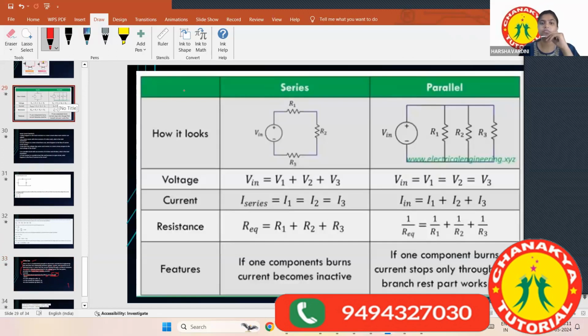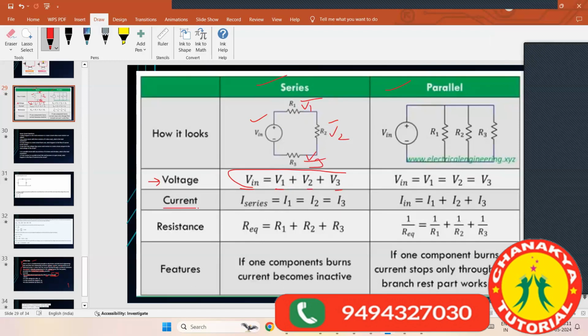I'll leave you soon. So this is series and this is parallel. How will the voltage work in series? V is equal to V1 plus V2 plus V3. If there is one voltage source and 3 resistances, then V will be V1, V2, V3. V1 will be present across R1, V2 across R2, V3 across R3.